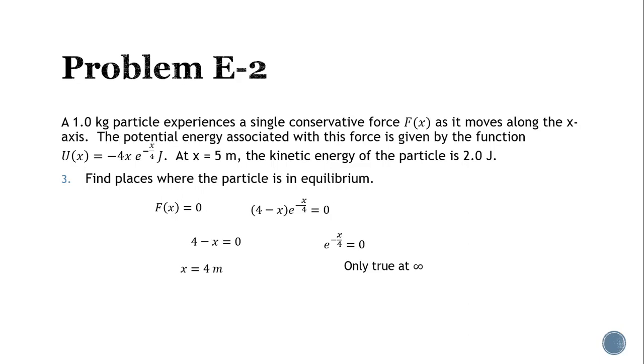On the right-hand side, e to the negative x over 4 only becomes 0 if you made x an infinitely large number. So just by looking at this, it tends to suggest to me that making my potential energy 0 at an infinitely large number is probably what they did here.